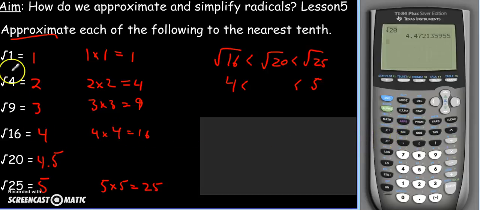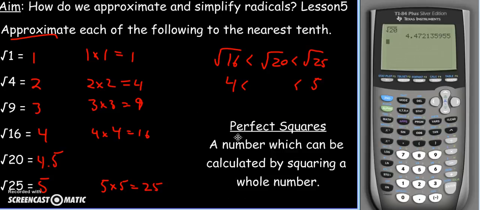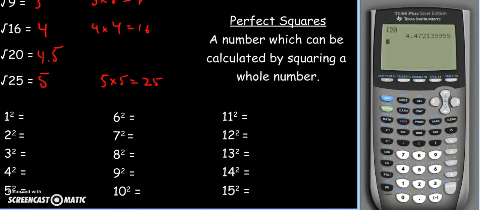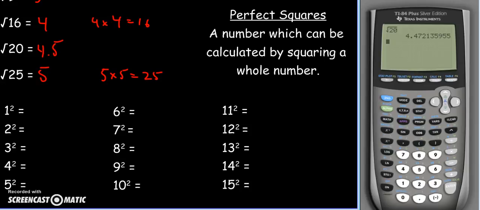Alright, so let's move on. And the reason these are much easier is that these are known as perfect squares. Perfect squares are numbers which can be calculated by squaring a whole number. So 1's a perfect square, 4's a perfect square, 9's a perfect square, 16 and 25 are all perfect squares. 20 is not. Let's move on. Before we do anything, you should memorize a list of the first 15 squares. They're not that hard to get. You could just square the first 15 numbers.